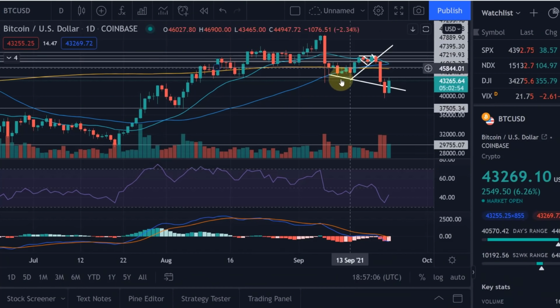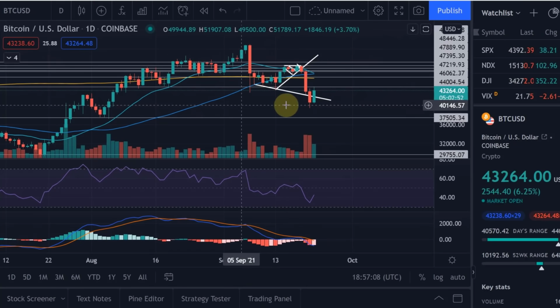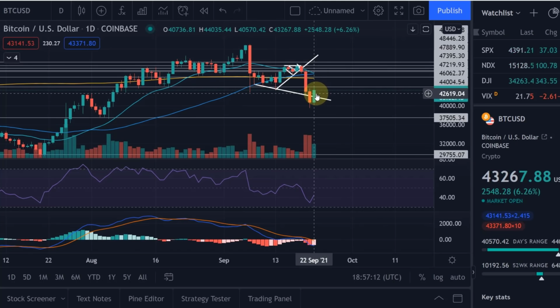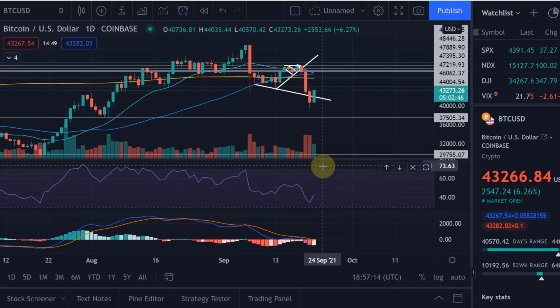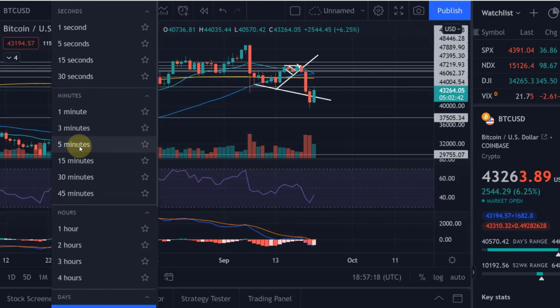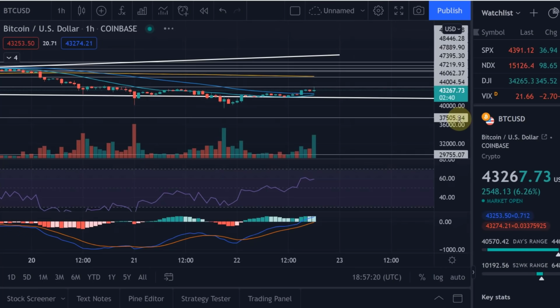Right, let's start with Bitcoin. Just a brief look at Bitcoin on the daily. We made an attempt to break through the 44,000, have failed so far. It is looking better. Not on the daily, you can't see much, so let's go down to the 1 hour chart.